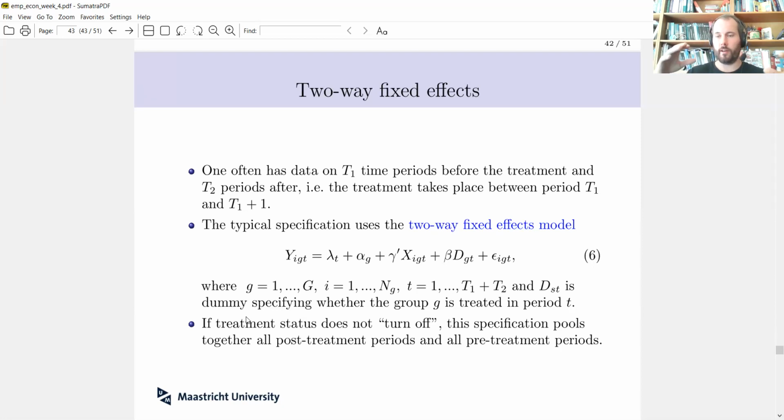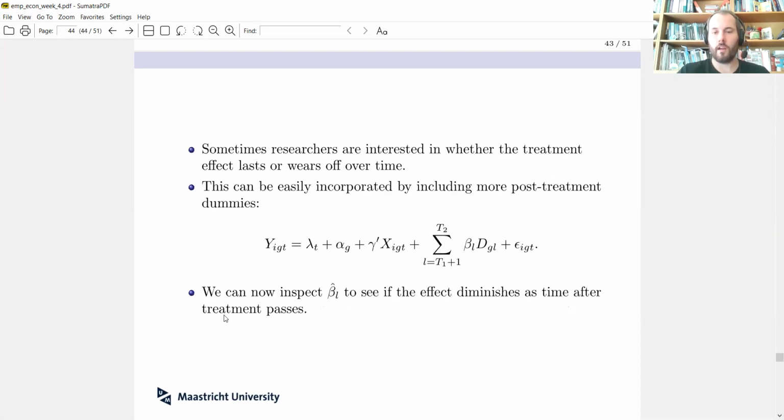You have the treated group after treatment versus the non-treated groups before treatment, everything together, all the time periods pooled together, all the different groups that are not treated pooled together. Yeah, so there's a lot of pooling going on when you write it like this. And you can make this more granular. You can change the specification pretty easily, actually. And you can get more information if you have sufficient data.